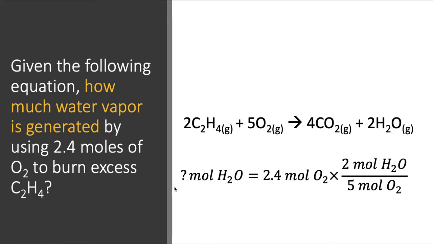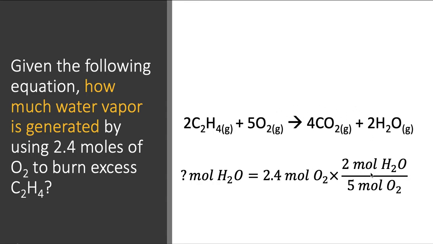So here's how I set it up. I'm looking for, I don't know, the moles of water. That's a question mark or an X, whatever you want to put there. But I'm looking for moles of water from moles of oxygen. So I start with my moles of oxygen, 2.4 moles. This is what I have of oxygen. And then I set up the molar ratios, the coefficients.